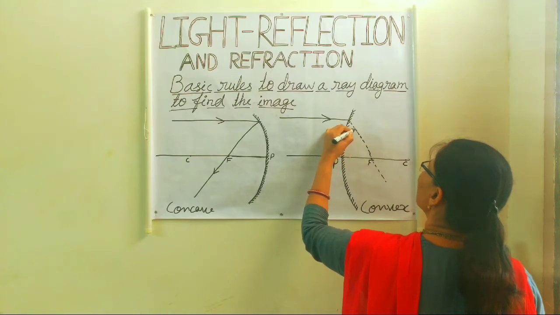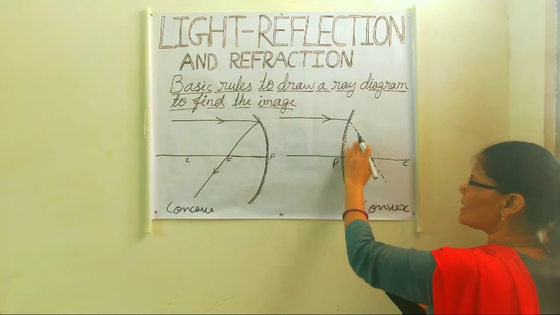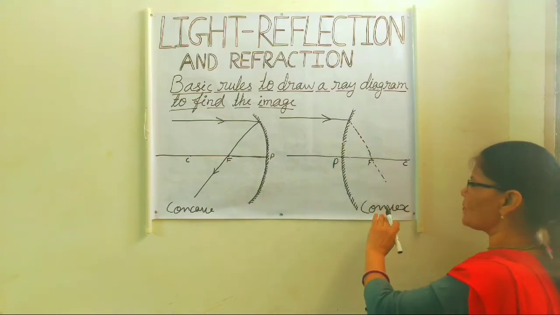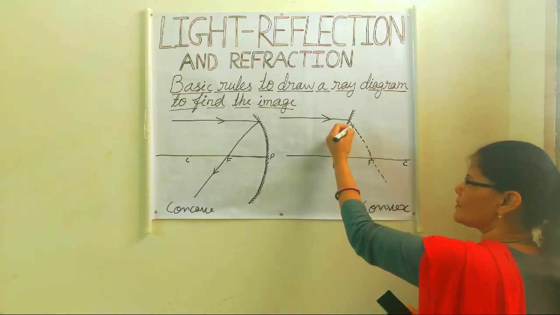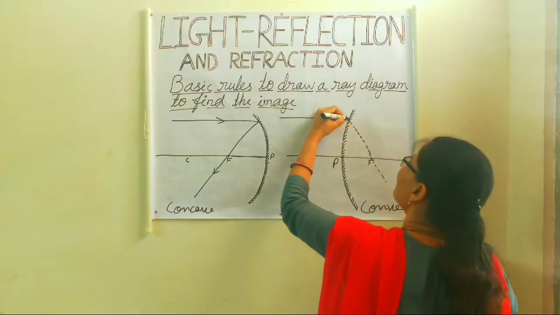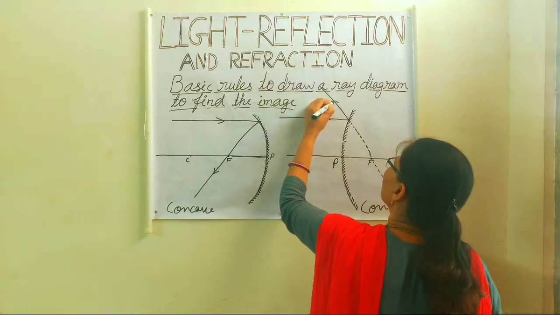So when an incident ray comes parallel to the principal axis, it will pass through the principal focus of the convex mirror also. It is an imaginary line we have to draw. We assume that it is passing through the principal focus, and here we have to extend this line. It will go like this.